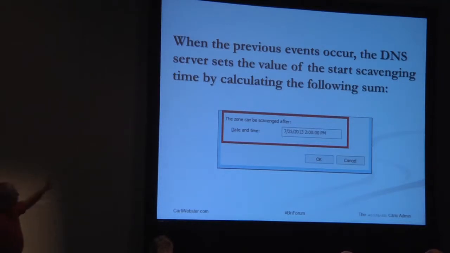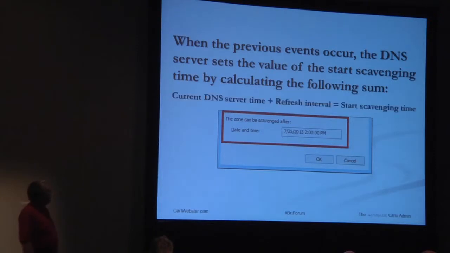So when all the previous 5 events occur, the start scavenging time will be calculated by the current DNS server time plus the refresh interval equals the start scavenging time. So by default, it's going to take today's date plus 7 days, and that's when it will start the scavenging process.